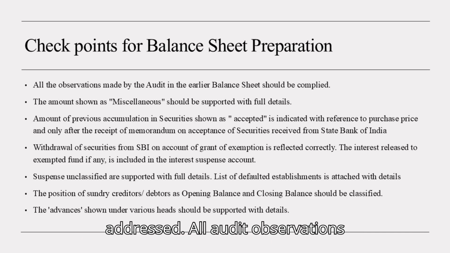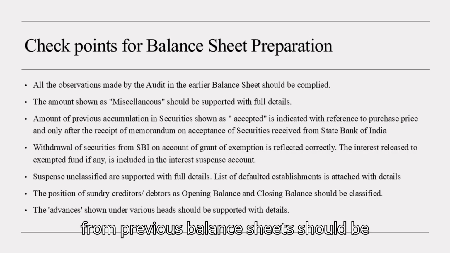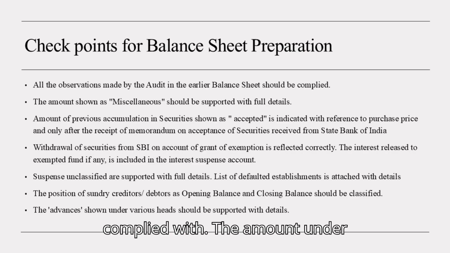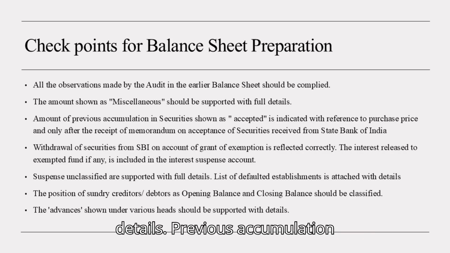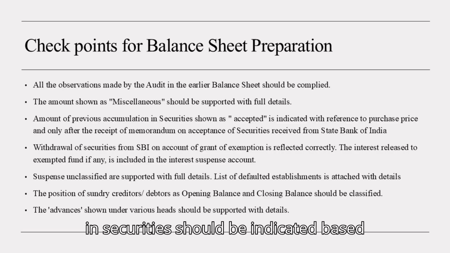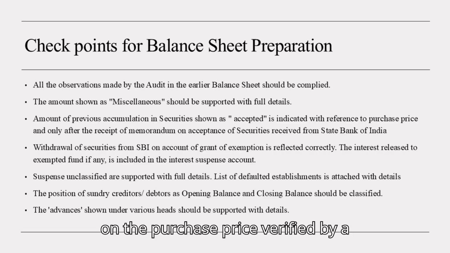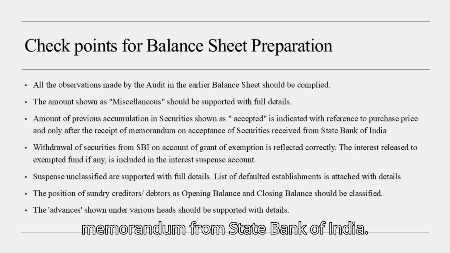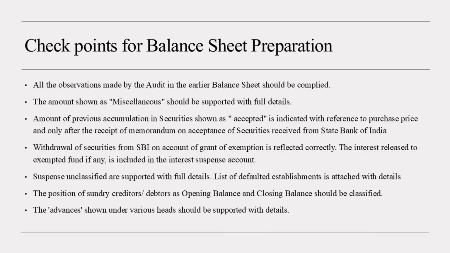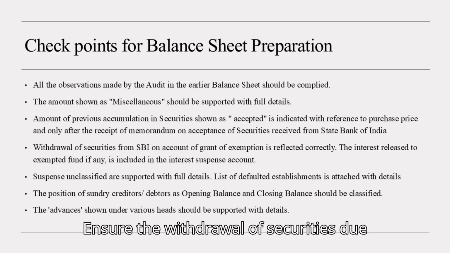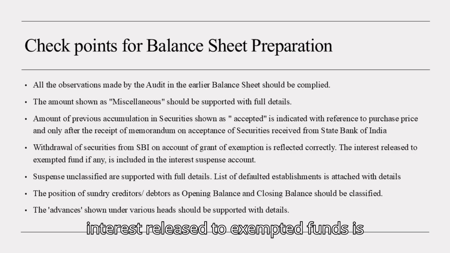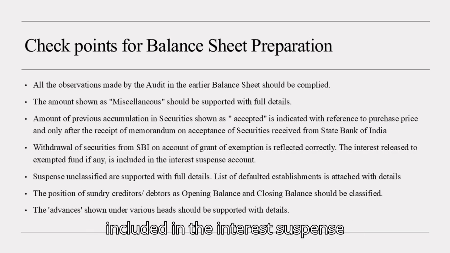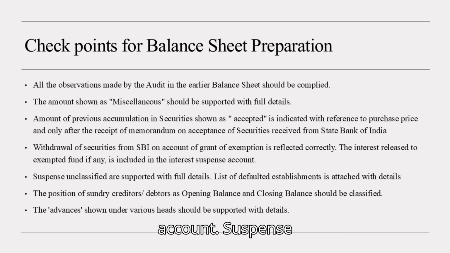All audit observations from previous balance sheets should be complied with. The amount under miscellaneous should be backed with full details. Previous accumulation in securities should be indicated based on the purchase price, verified by a memorandum from State Bank of India. Ensure the withdrawal of securities due to exemption is reflected accurately, and interest released to exempted funds is included in the interest suspense account.